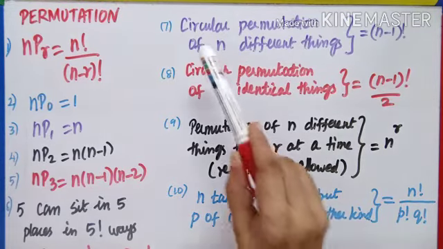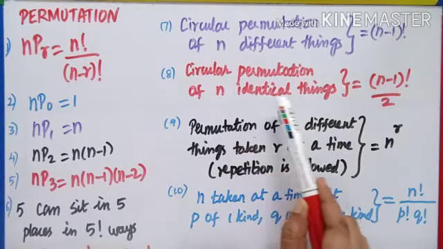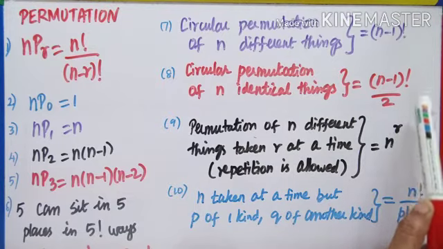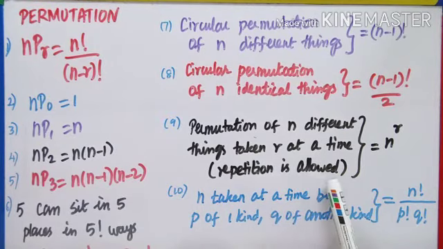When it comes to circular permutation of n different things, it is n minus 1 factorial; for n identical things, n minus 1 factorial by 2. For n different things taken r at a time where repetition is allowed, it is n power r. For n different things, but p are of one kind and q are of another kind, we take n things at a time, but p are of the same pattern and q are of the same pattern. In this case, divide n factorial by p factorial into q factorial.